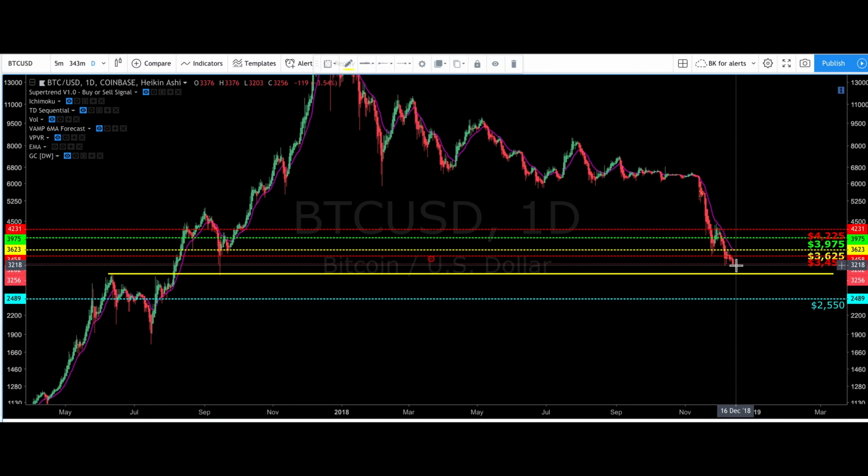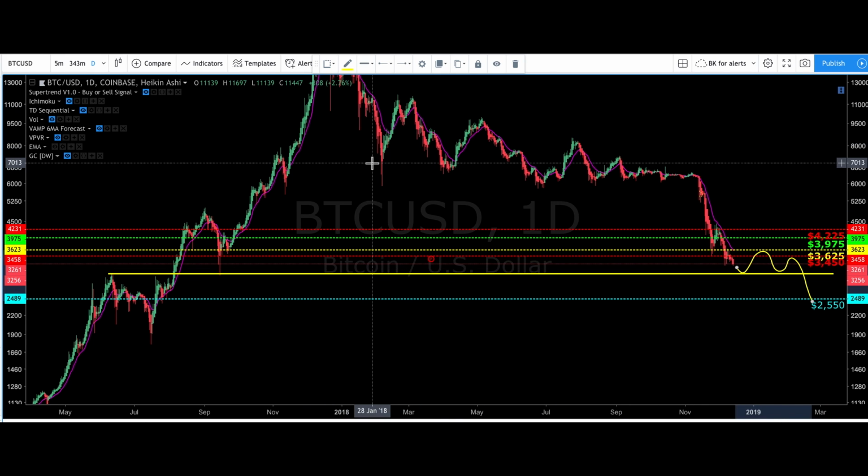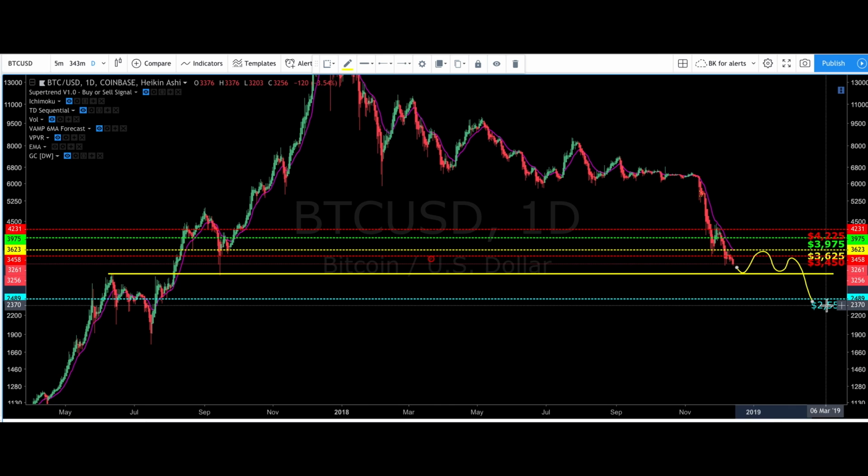We could come back here and find support at the $3,000 and get back up and test resistance and do this for a little bit before we break down. But overall, that sentiment is still very bearish. I would not want to trade against it. Now, strategically, that's up to you.